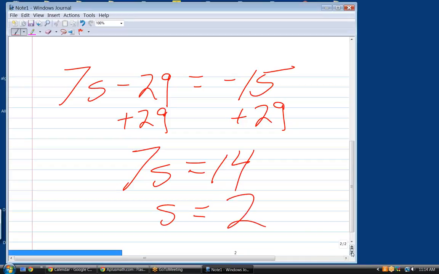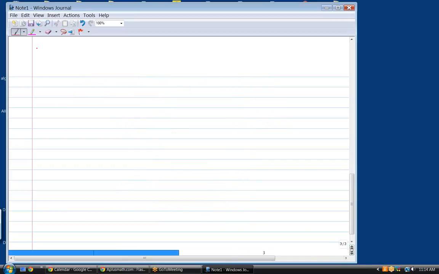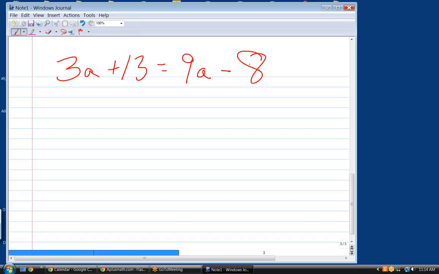Okay. Going to go up one level in complexity. We're going to put variables on both sides of the equation. Okay, we're still trying to solve for a. What's the first thing I'm going to do here?